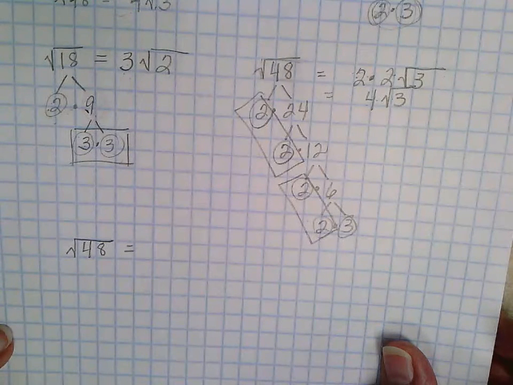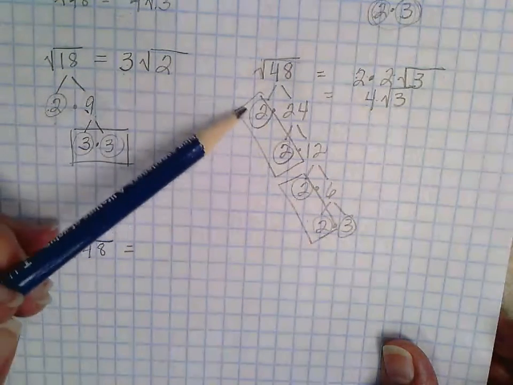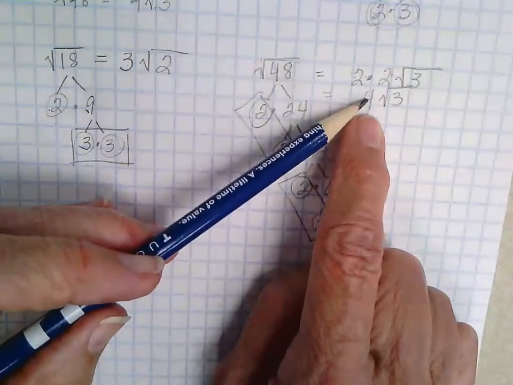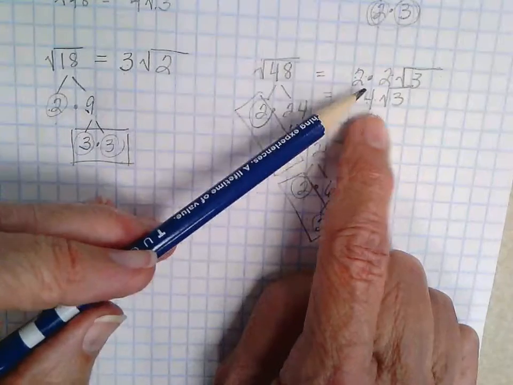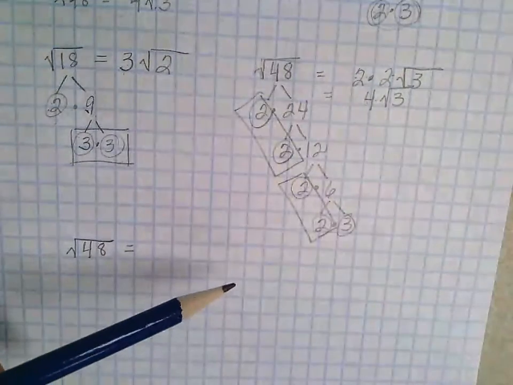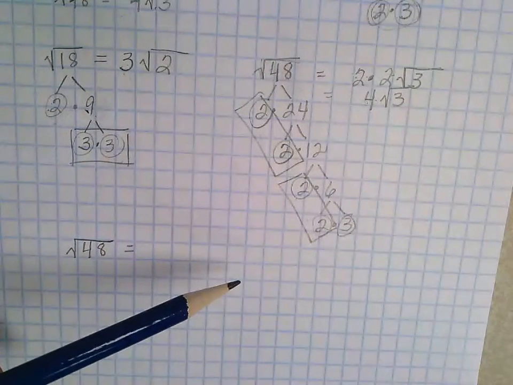You just have to make sure that you're thinking through the steps and that you check when you're finished. 4 times 4 is 16. Is 16 times 3 48? That should help you minimize your errors.